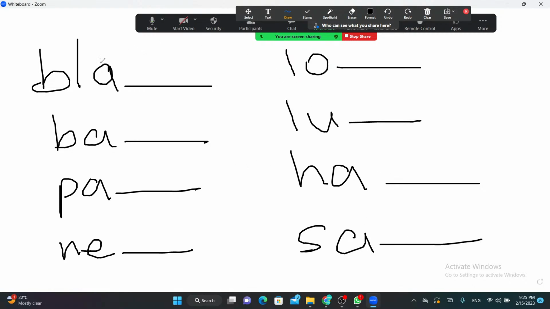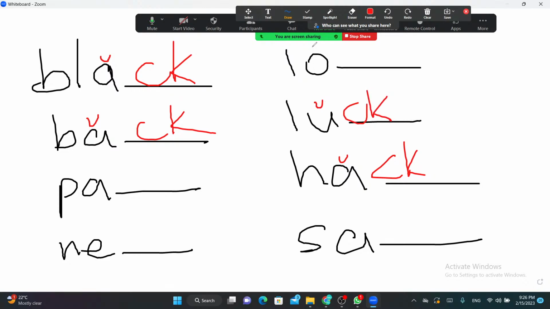And then ask children, first find out which vowel is here. Is it a short sound or a long sound? For short sounds, I always ask them to make a cap on the hat. So b, a, k. It's a short a sound, write two letter k. Back, short a, two letter k. Short vowel, two letter k. Lock, two letter k.